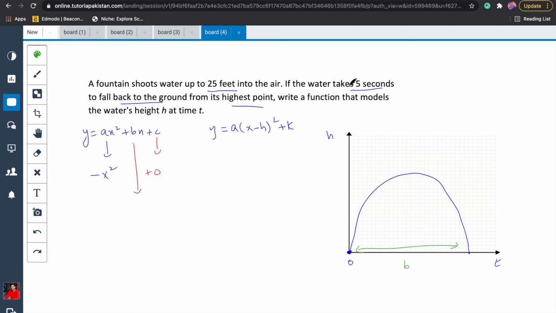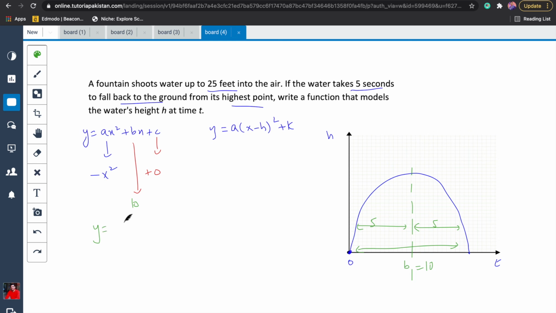So we are given this statement that if the water takes 5 seconds to fall back to the ground from its highest point. So if the water, let's say this is our highest point, this is our x equals minus b over 2a. If the water takes 5 seconds to fall back, if this is 5 seconds, then this is our mirror line. So it is automatically assumed that this should also be 5. See, so this line basically divides the graph into two equal parts. So b equals 10.